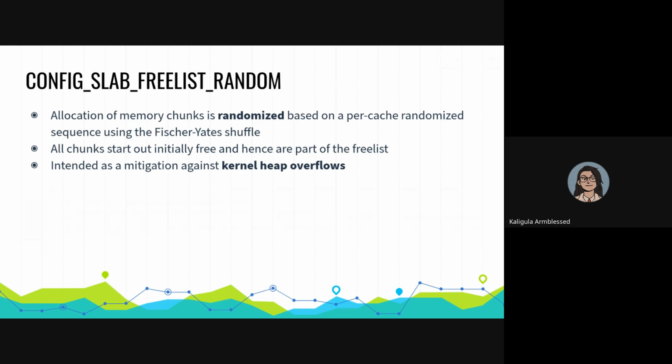So there's also CONFIG_SLAB_FREELIST_RANDOM, which is basically the allocation of memory chunks being randomized based on a per cache random sequence. This is basically to make sure that chunks are not allocated directly one after another, and this is to protect against kernel heap overflows. However, in this case, we don't really have a heap overflow, so this is not very annoying to us.